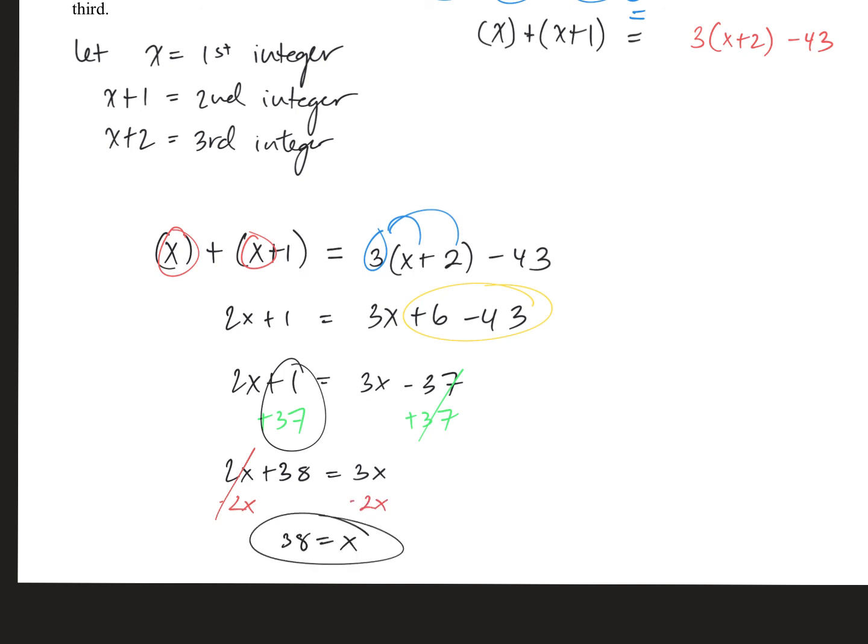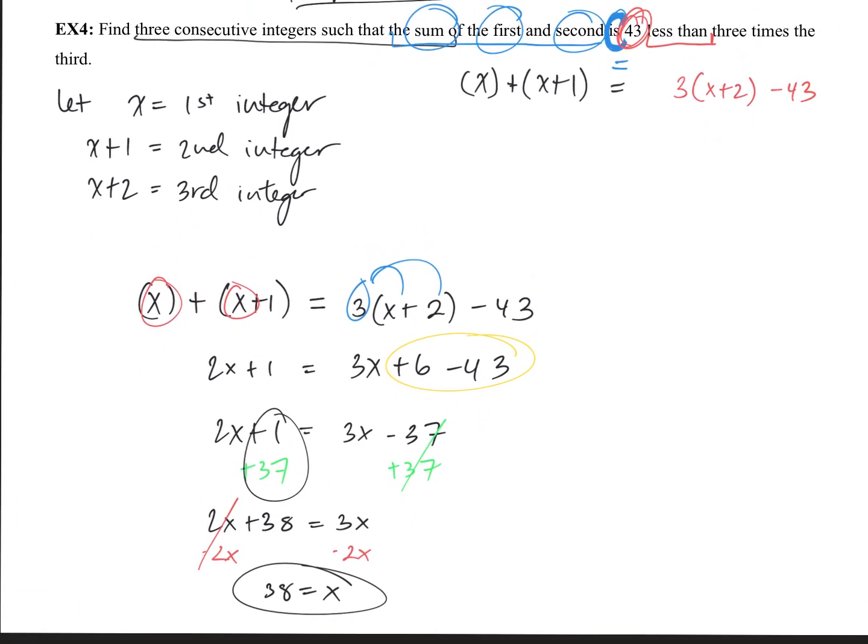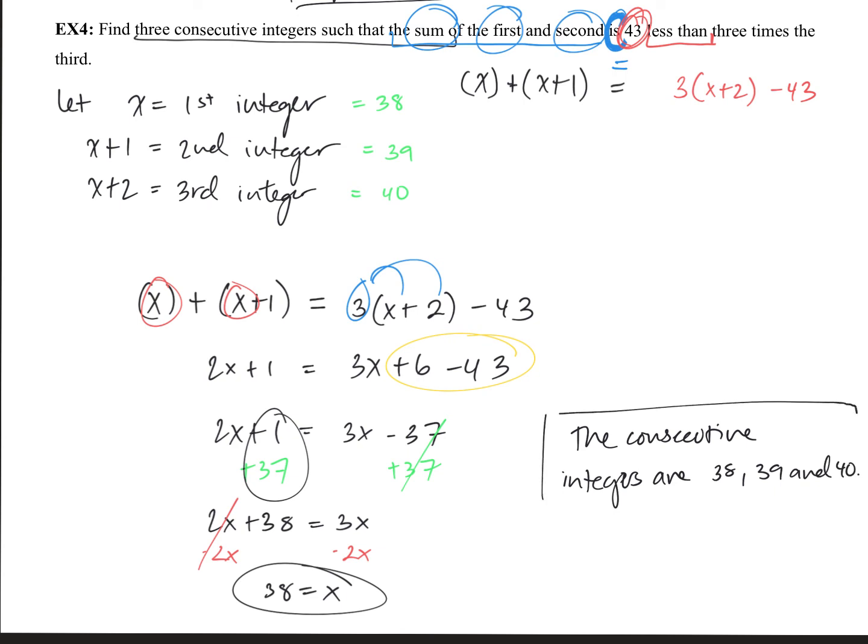Ooh, are we done? No, because we want to know the three integers. So x equals 38. Well, that's my first integer. My second integer, I just add 1 to that. So that'll be 39. And my third integer, adding 2 to that, that's going to be 40. So I'll go ahead and write that out. The consecutive integers are 38, 39, and 40, period. And that is it. We are done for this section.